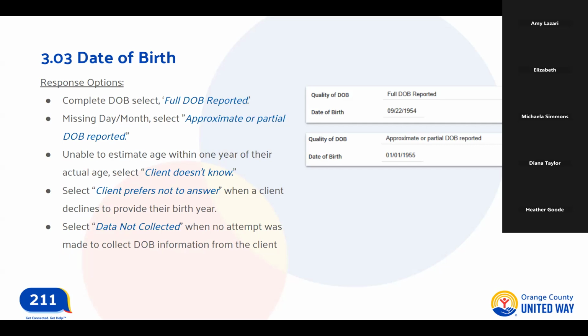Client prefers not to answer: select when the client declines to provide their birth year. Data not collected: select when the client was not asked for their date of birth. And client doesn't know: if the client did not know their date of birth within 1 year.